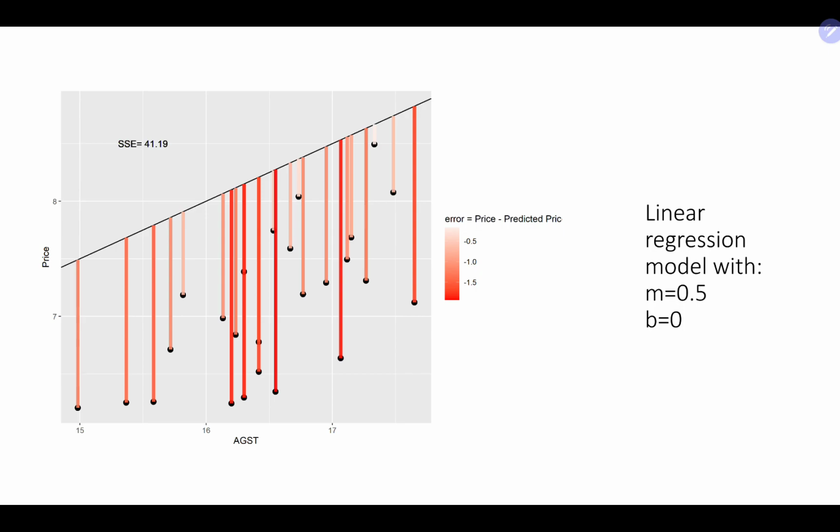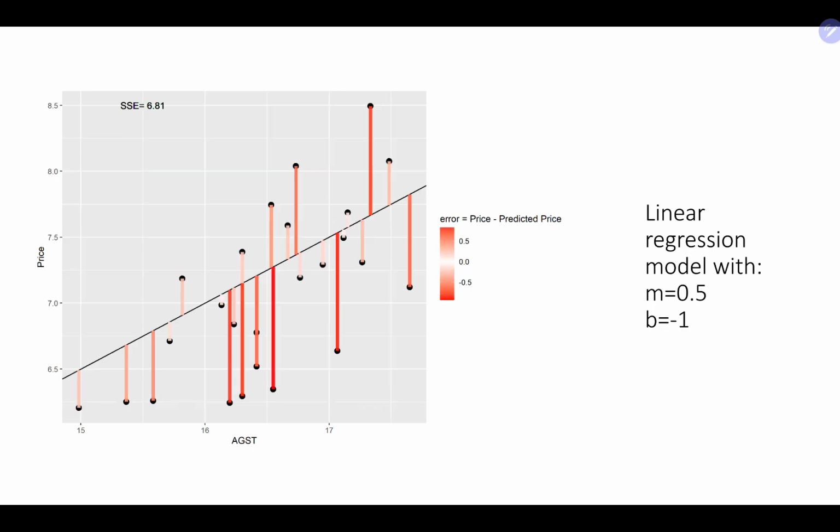Now, for example, if I were to try this line at the very top, that black line here, this is my model now. You can see my model actually got worse. All of the data points have larger errors now because this line clearly does not fit the data points very well. My SSE has gone up to 41.19. So the line I chose is not a good line. Let's try another one. Something in between would make much more sense.